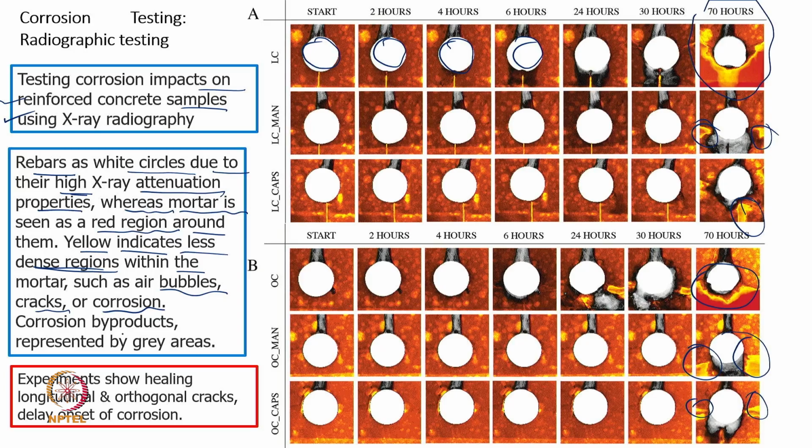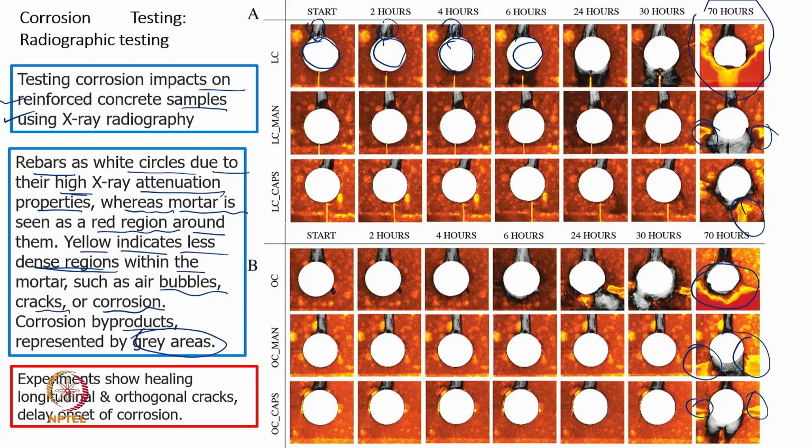Lastly, the corrosion byproducts are shown by the gray areas. If the corrosion byproducts increase, naturally the volume will increase and then more and more cracks will come. So, using radiography we look at the yellow color, which means more possibility of voids, more possibility of cracks, and that will cause more damage. Then either we remove the media, or we remove the conductive path, or we improve the property. This is what we learn from these kinds of experiments.